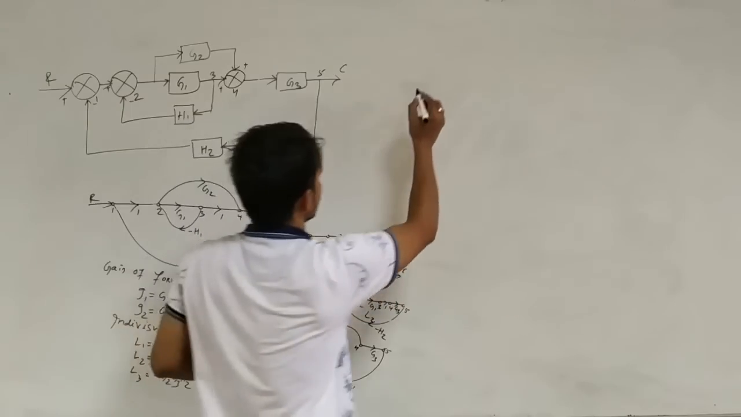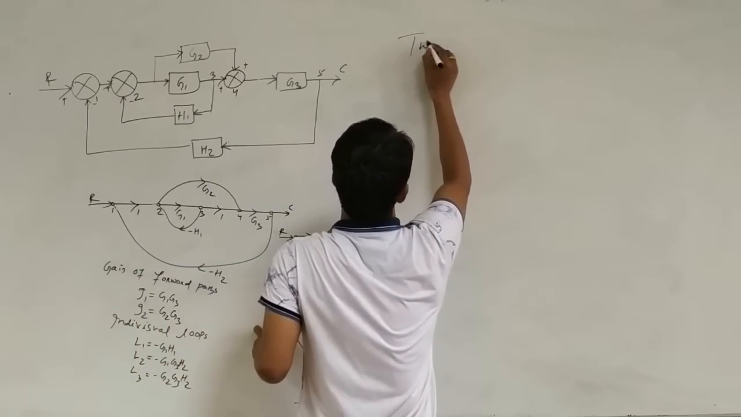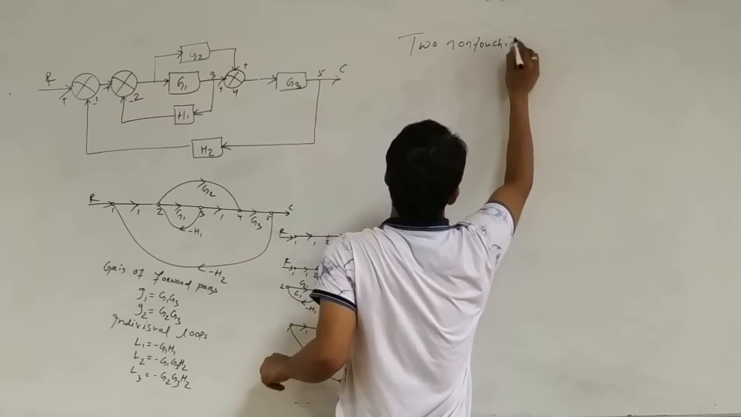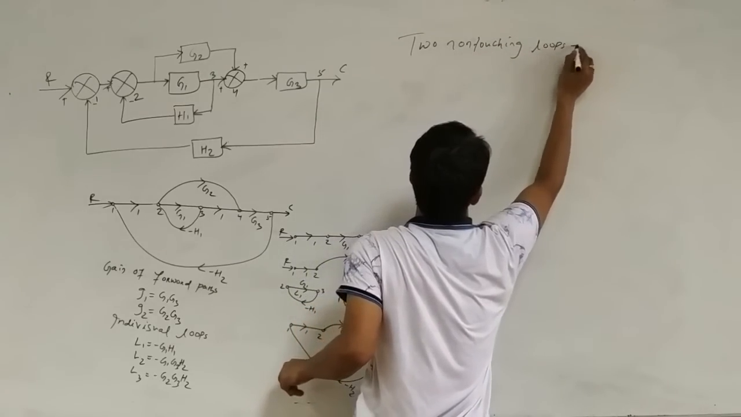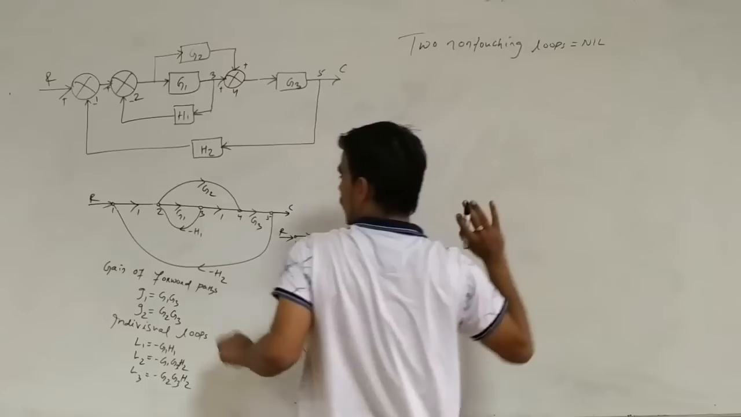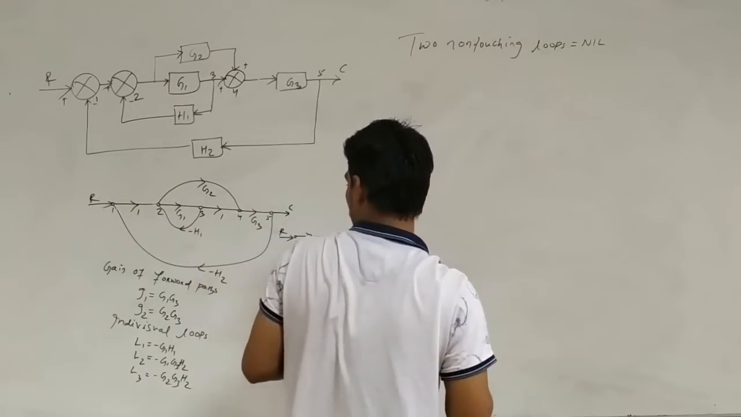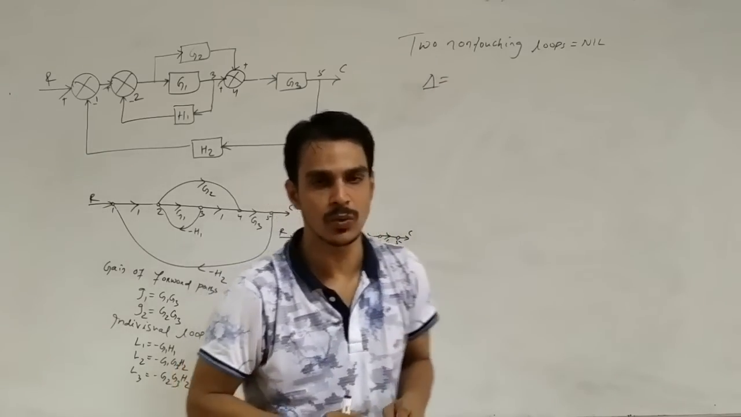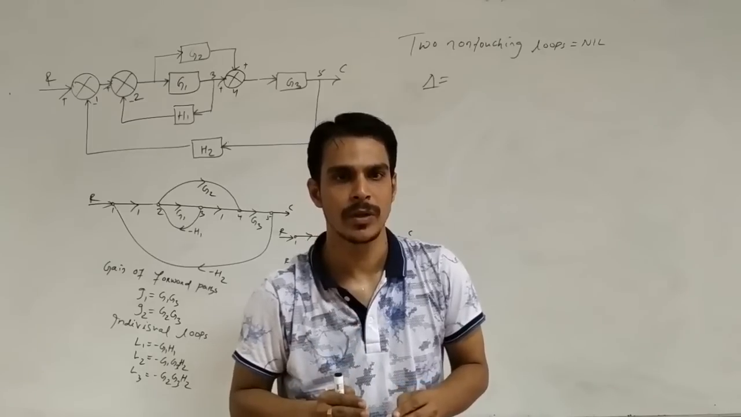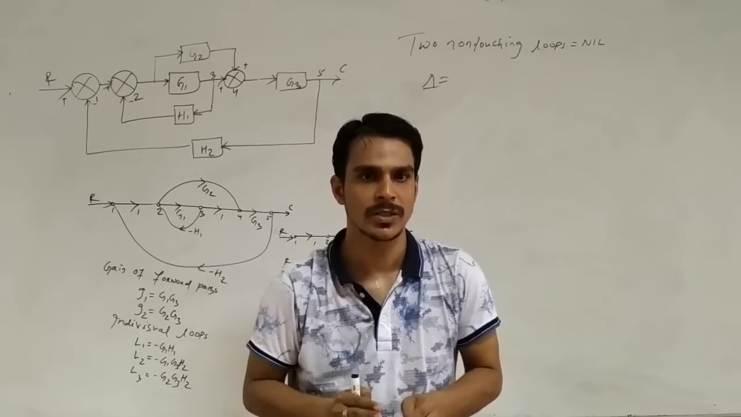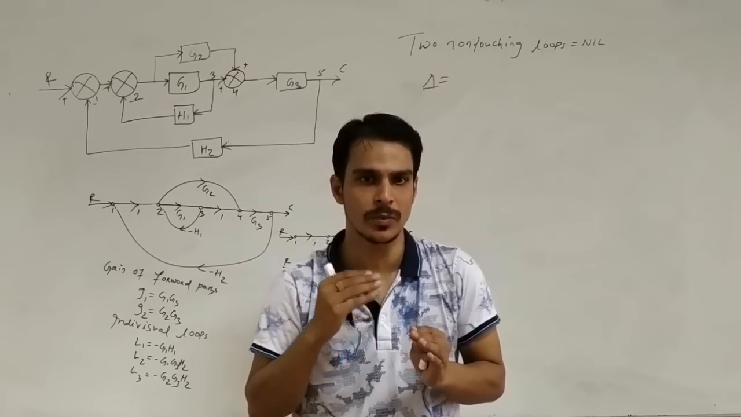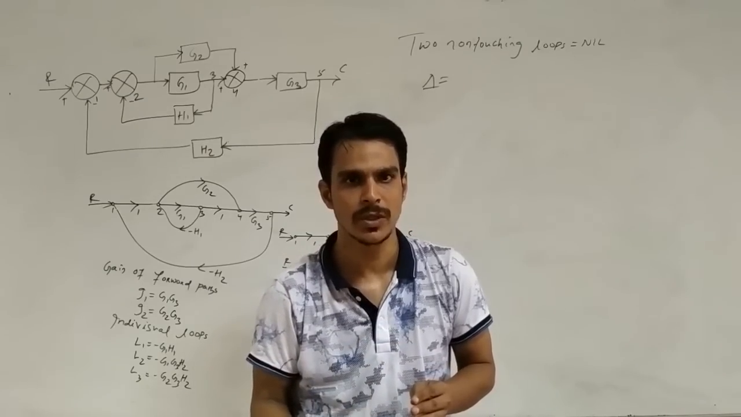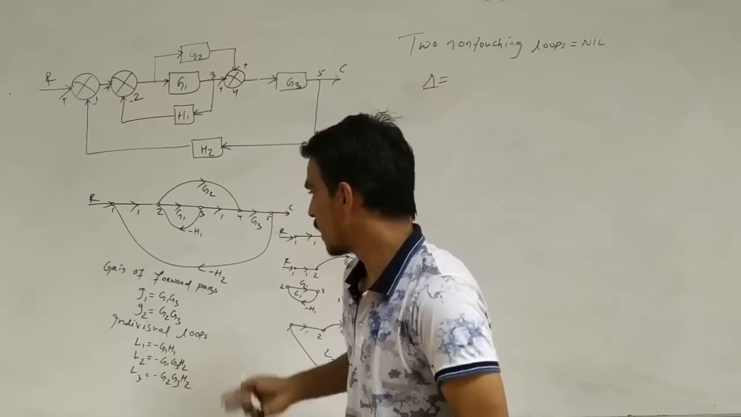So 2 non-touching loops are not available. Okay, now we have to consider delta. Delta is what? Delta equal to 1 minus sum of individual loop gains plus sum of all possible gain products of 2 non-touching loops minus sum of all possible gain products of 3 non-touching loops, and so on. Okay, so delta we have to consider.